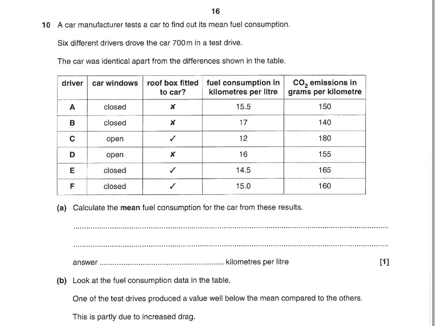The next question gives you some data about a car that is driving different distances and gives you the fuel consumption. It asks you to calculate the mean fuel consumption for the car from these results. So that's just adding together all these numbers and dividing by how many numbers there are. If you add all these numbers together, you get 90, and there are 6 numbers, so therefore the mean is 15 kilometers per litre.